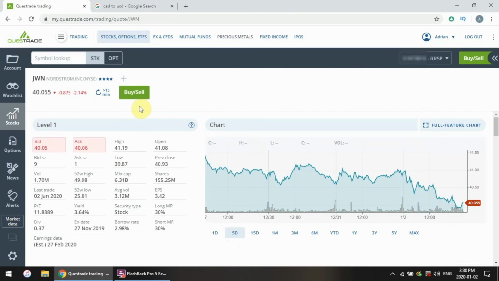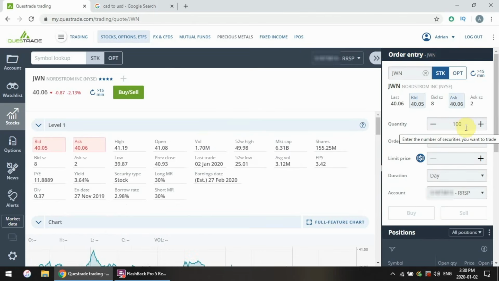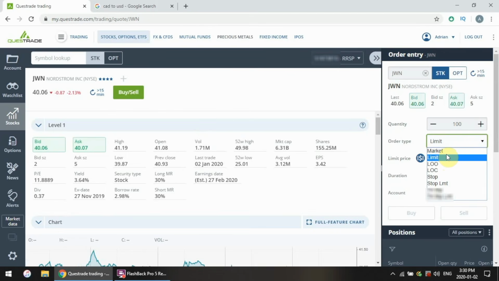To buy the stock, I click the green Buy and Sell button, and it brings up this panel. I already covered all of these details in my previous Questrade walkthrough, so make sure you check out that video first. Right here, I can select either a limit order or a market order.